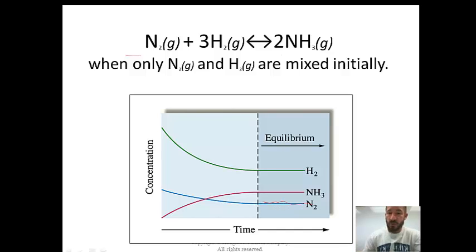But we see they do reach equilibrium at some point because the concentrations will become constant. And so at equilibrium we see the concentrations are constant. They are not equal, but what is equal are the rates, because the reactants are forming the products. The nitrogen and hydrogen are forming ammonia at the same rate at which ammonia is forming nitrogen and hydrogen.